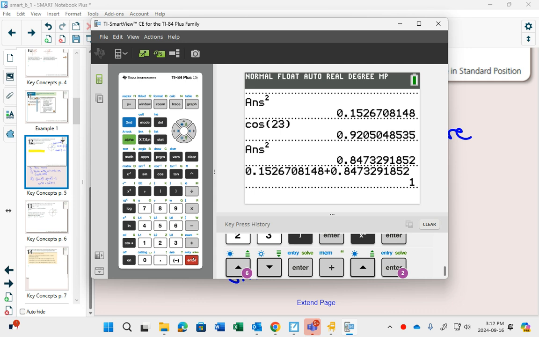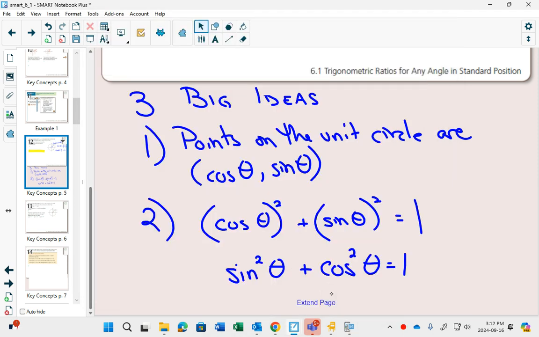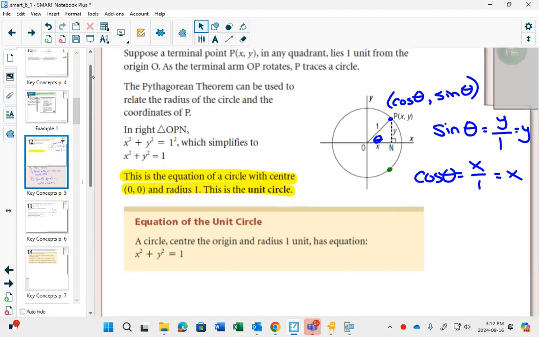Second major big idea of this unit. It doesn't matter which angle, as long as the angle's the same: sine squared of theta plus cos squared of theta will always equal 1. Next big idea comes from, well, which one didn't we do? We didn't do tan of theta. And tan of theta is opposite over adjacent, which will be y over x.